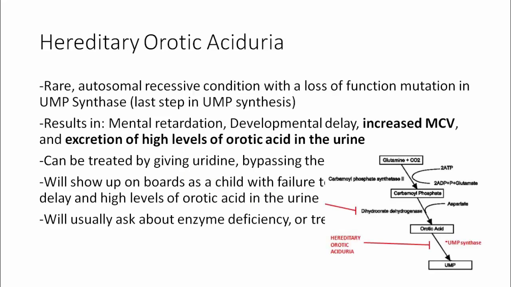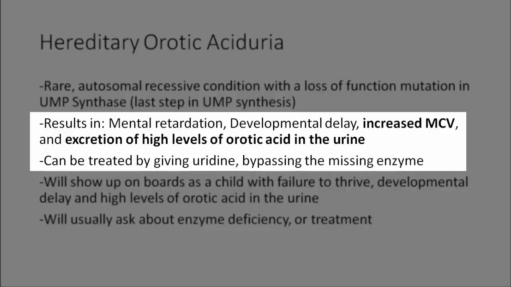So in terms of disorders that are targeting this aspect of the pathway, we mentioned hereditary orotic aciduria. Hereditary orotic aciduria is a rare autosomal recessive condition with a loss of function mutation in UMP synthase, which again is the last step in the process of UMP synthesis. So what does this cause? If you have this defect, children will typically develop mental retardation, developmental delay, increased MCV that we mentioned earlier, and excretion of high levels of orotic acid in the urine. So this can be treated by giving uridine, which essentially serves to bypass the missing enzyme and give you that UMP at the end of the pathway directly.